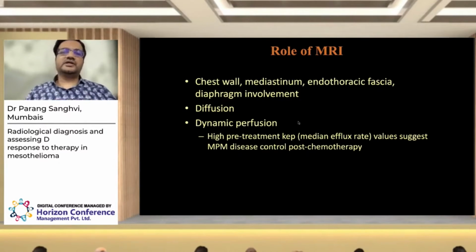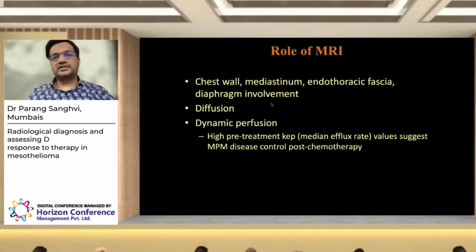And finally, the role of MRI. The role of MRI is actually limited, and by and large, we will not be doing MRI unless it can be used as a problem solving tool. So sometimes chest wall or mediastinal endothoracic fascia involvement might upstage the disease or decide the surgical management.